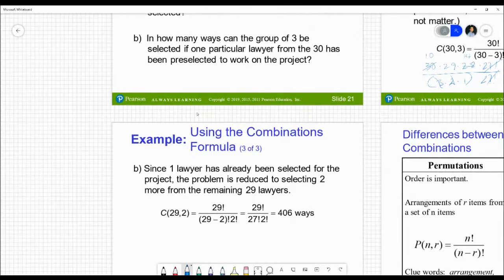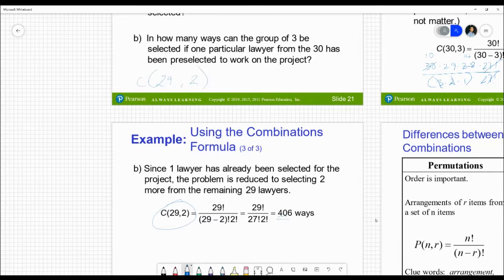Okay, so for part B, in how many ways can a group of 3 be selected if one particular lawyer from 30 has been pre-selected to work on the project? That means that out of 30, we already selected one that has to be in the group. So we only have 29 lawyers left, and we only have to pick 2 more. So here we have to select 2 from the 29. Therefore, we have only 406 ways to do that. Okay? Does that make sense?